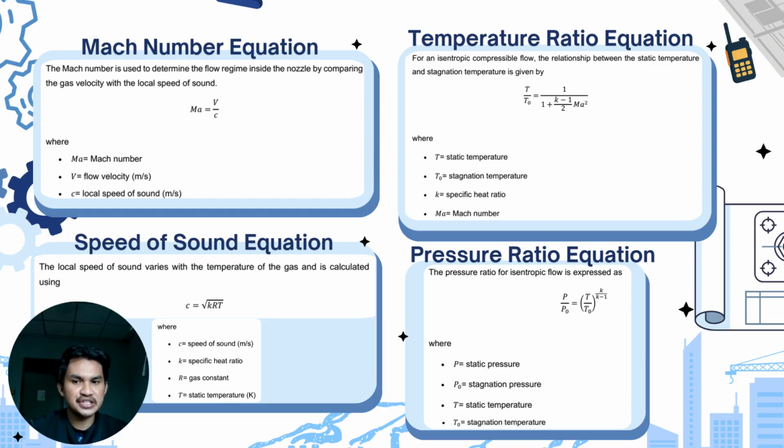Next is the temperature ratio equation. It explains that as the Mach number increases, the static temperature decreases because thermal energy is converted into kinetic energy. Finally, the pressure ratio equation shows that the static pressure also decreases as the gas accelerates through the nozzle. Together, these equations describe how pressure and thermal energy are converted into the high-speed exhaust needed to produce rocket thrust.